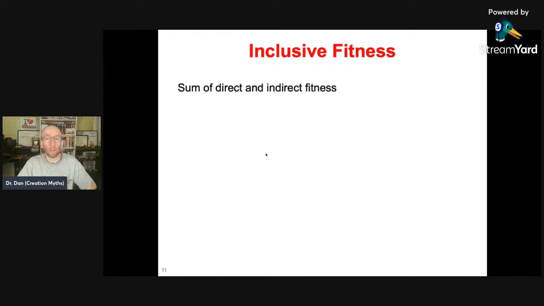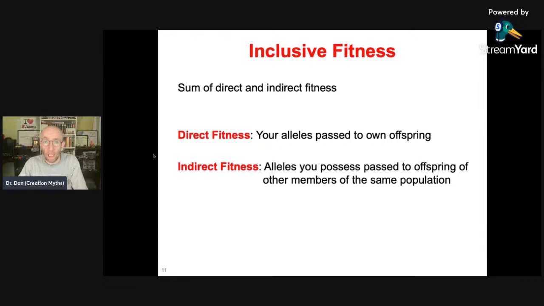So let's talk about this concept that comes from Hamilton called inclusive fitness, which is the sum of two components of fitness when we're looking at specific alleles. I want to preface this by saying this gets into a very gene-centric, selfish gene way of thinking about things, because we're talking about fitness in the context of alleles, of specific genetic traits. It's the sum of direct and indirect fitness. So let's define those terms. Direct fitness is your alleles passed down vertically to your own offspring. That's direct fitness. Your alleles represented in your kids in the next generation.